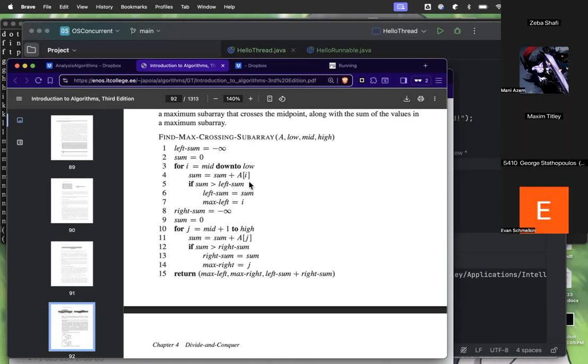You see this part right here, saying that the left sum is equal to negative infinity and the right sum is equal to negative infinity. And now you have for i from mid down to low, sum equals sum plus A[i], and if sum is greater than left sum, then left sum equals sum.